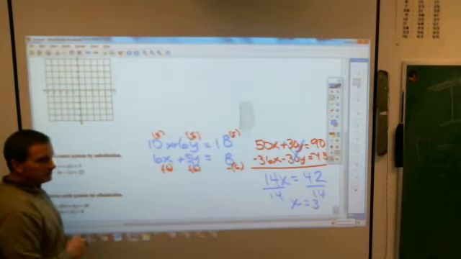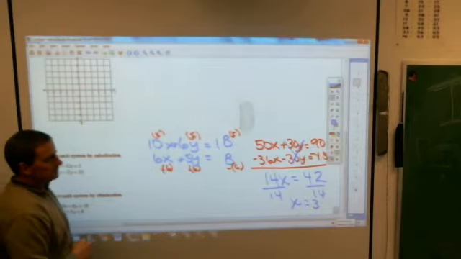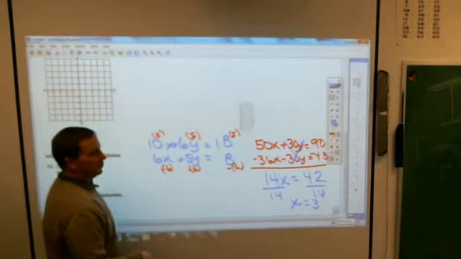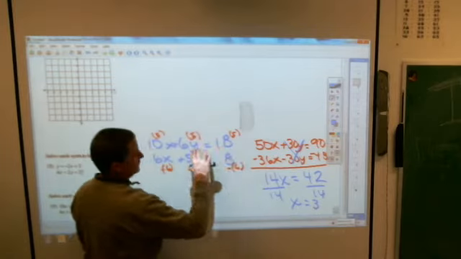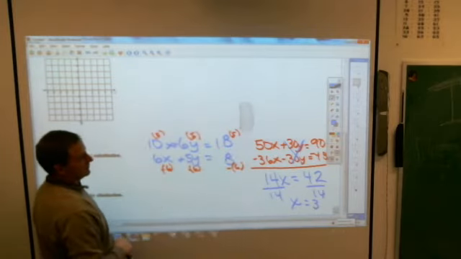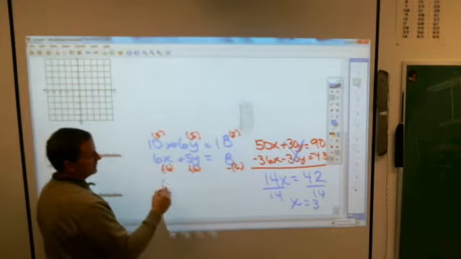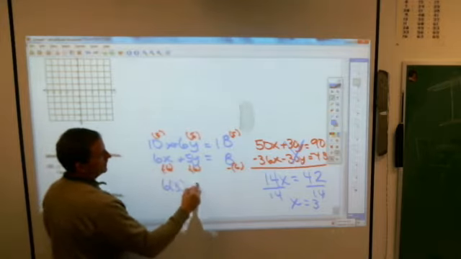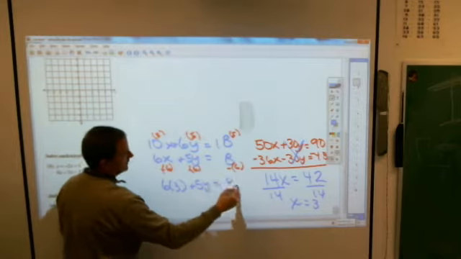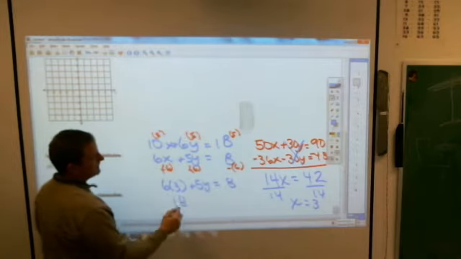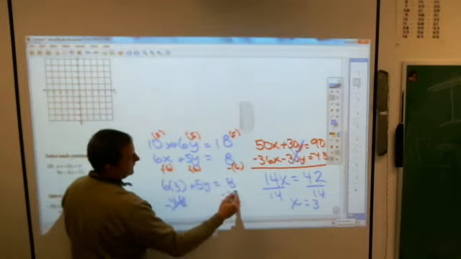Still good so far? Oh, no, I got that wrong. And then it doesn't matter where you put the 3, you can put it in here, here, here, or here. For x, you're still going to get the same answer. I'll put it in the bottom one. 6 times 3 plus 5y equals 8. 6 times 3 is 18. Subtract the 18 from the 8.